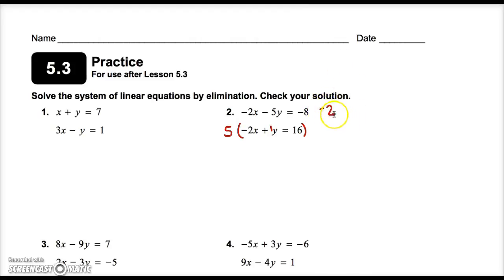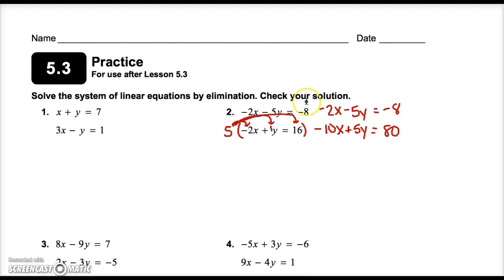So here's what happens. My top equation is going to stay exactly the same. But my bottom equation, remember, it's like you're using the distributive property. You're taking this 5 times absolutely everything inside. So 5 times negative 2x would be negative 10x. 5 times 1y would just be a positive 5y. And 5 times 16 is 80.